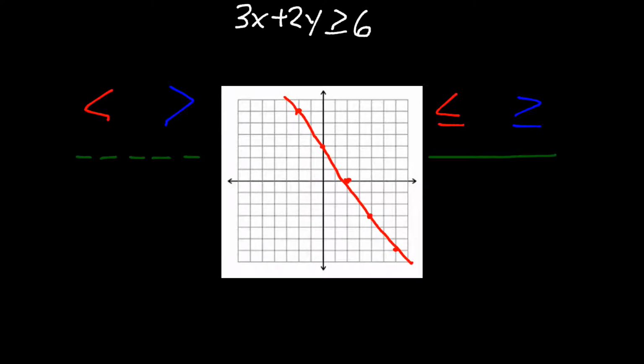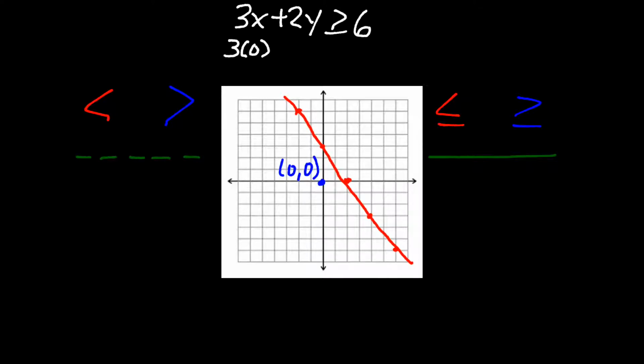And now, just like in the last example, I can either shade below the line or above the line. What will tell us how to do that is the origin, 0, 0. If the origin gives us a true statement here, we know we will shade below the line. If it gives us a false statement, we know we will shade above the line. So let's go along with plugging in 0 for x and y.